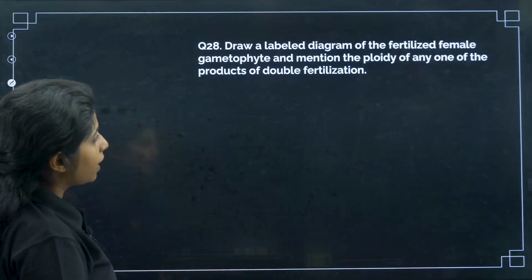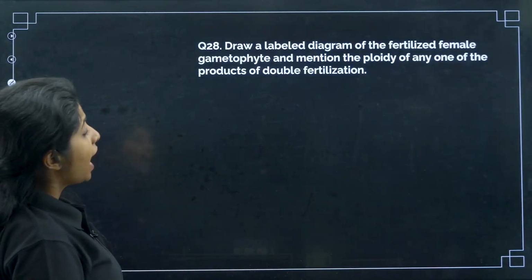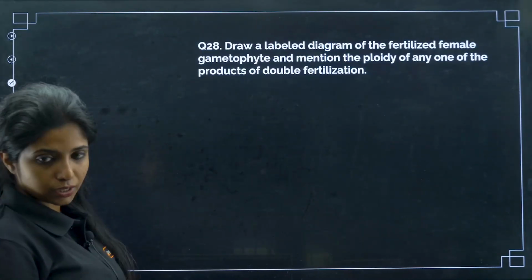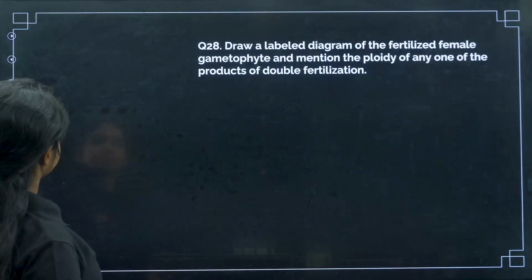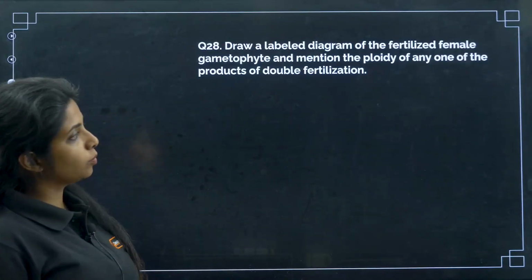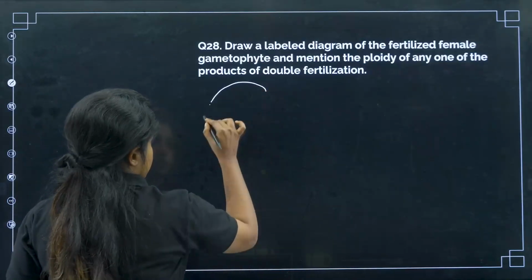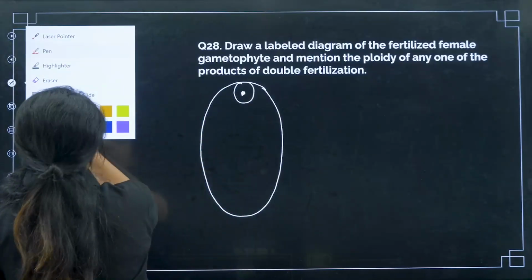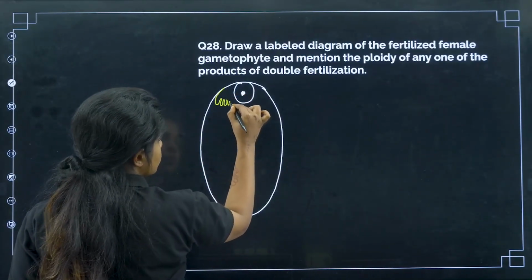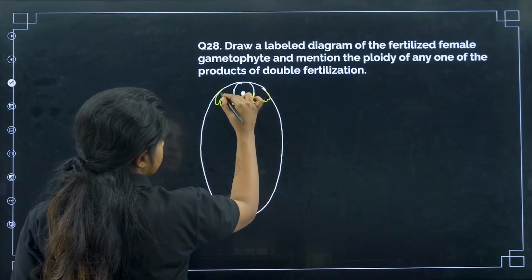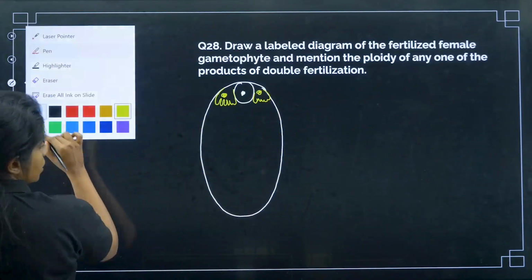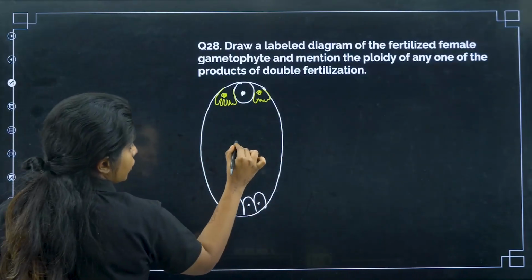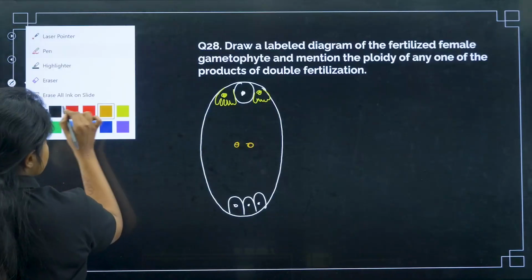Draw a labeled diagram of the fertilized female gametophyte and mention the ploidy of any one of the products of double fertilization. So how do you make the female gametophyte? In the female gametophyte, there will be one egg cell, and surrounding the egg cell there are two synergids, my dear children, having their own filiform apparatus like this. Now here you will have 3 antipodal cells, and in the middle you will have 2 polar nuclei. So I am just going to name each of them.